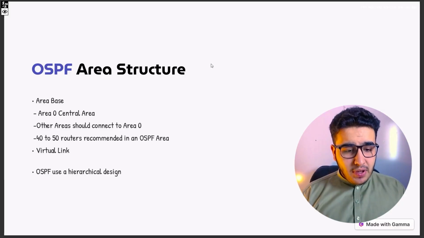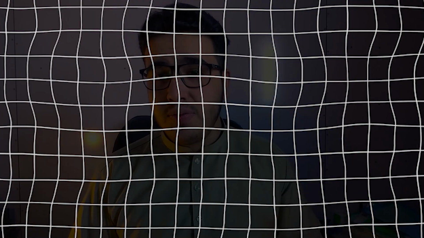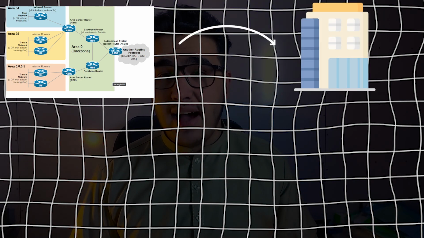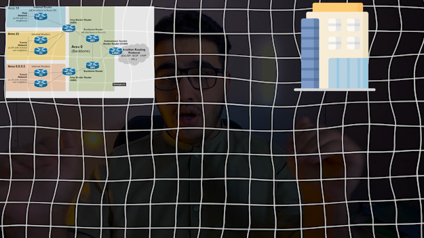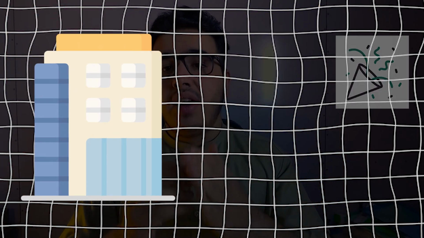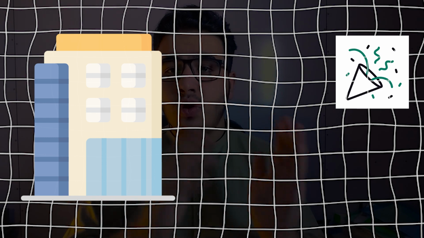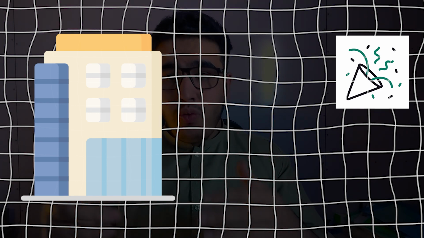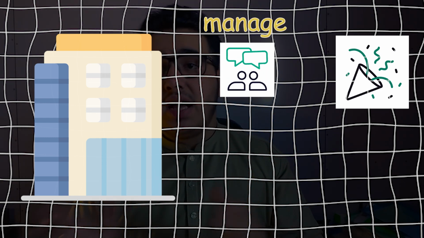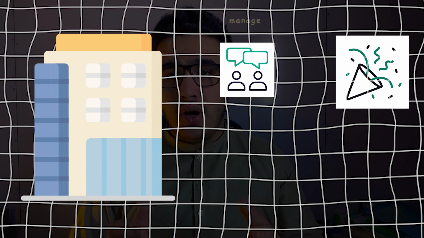So guys, let's come to our slides and I'll explain OSPF there for you. Today's topic is OSPF area structure. Let me explain it with a simple example. Think of the OSPF autonomous system as a large building, and in this building we have a big event, which is like the network of OSPF.